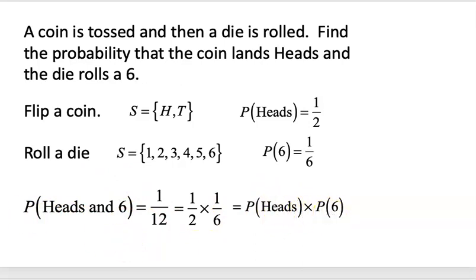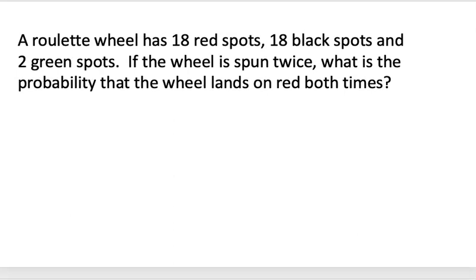But determining whether or not events are independent is going to be an important thing for you to do when using this AND rule. Here we go. A roulette wheel has 18 red spots, 18 black spots, and 2 green spots. If the wheel is spun twice, what is the probability that the wheel lands on red both times? Are they independent? We're spinning the wheel twice.